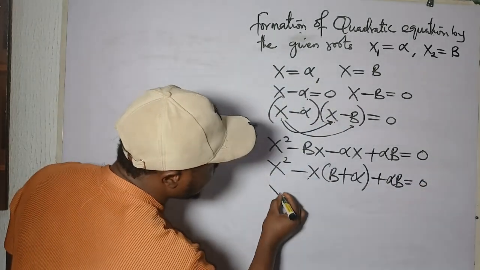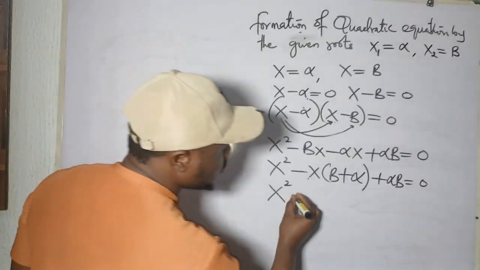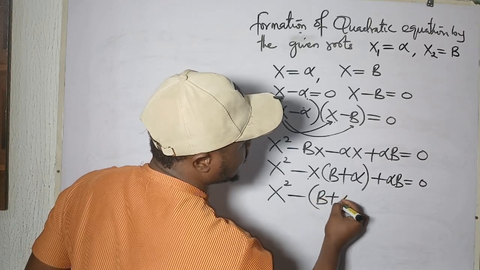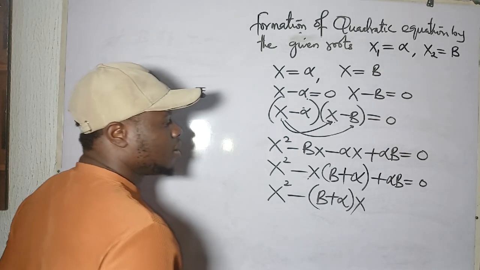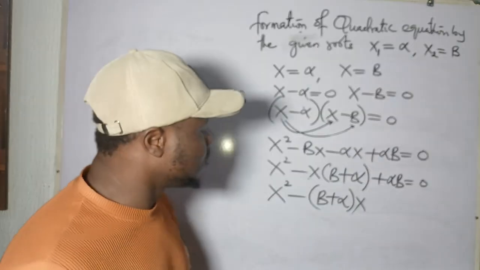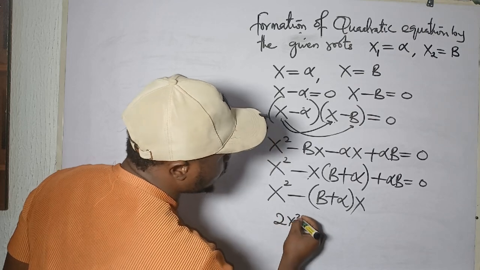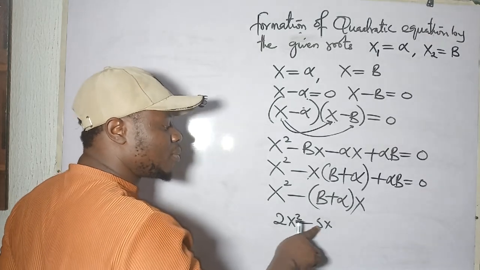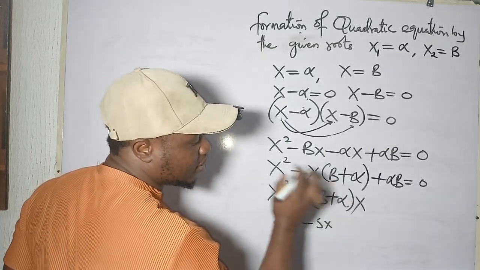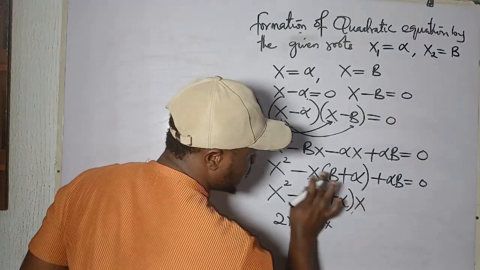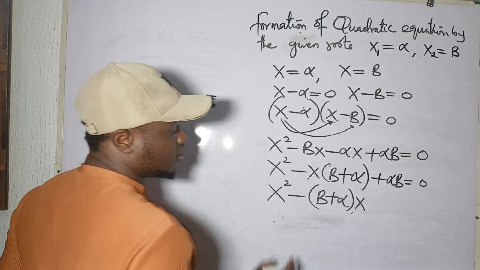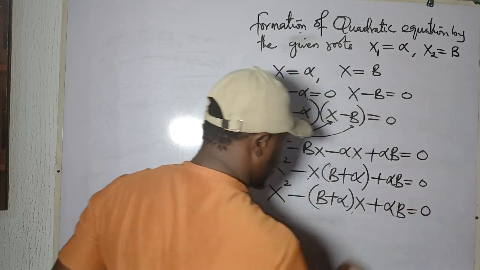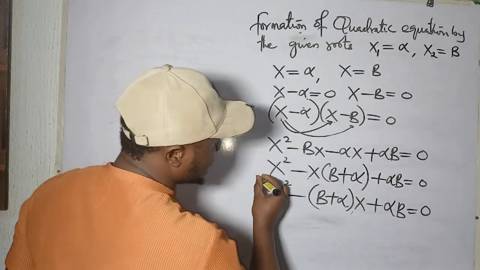So I can also rearrange this as x squared minus, in bracket, beta plus alpha, x. Why am I putting it this way? Because, let me say I have 2x squared minus 5x. You can see after the coefficient, the number, we have the x. So this will give me the number. So we now have x here, so it's very good to put it here and here. So we have plus alpha beta is equal to 0.